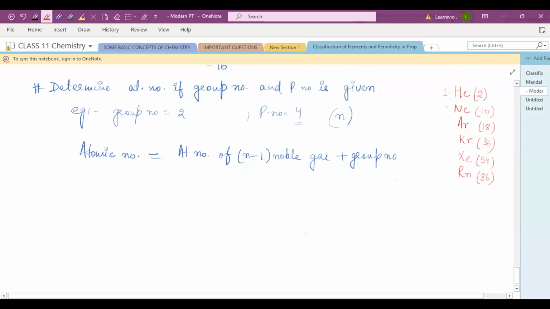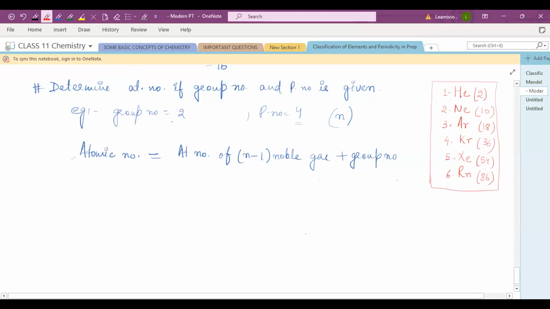Basically, we just use the position of these noble gases. The first noble gas is helium, second is neon, third argon, fourth krypton, fifth xenon, and sixth radon. Just remember the position or number of each noble gas, and accordingly you can find the atomic number. Helium, neon, argon, krypton, xenon, radon. Just remember the sequence.